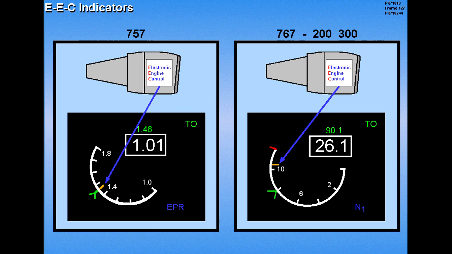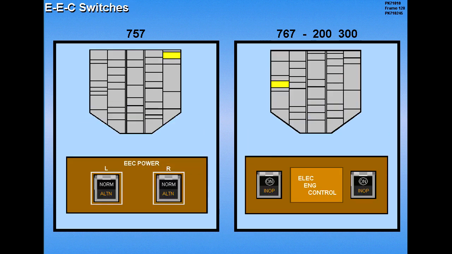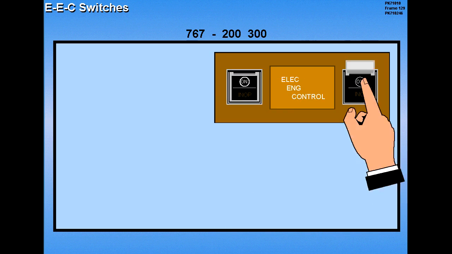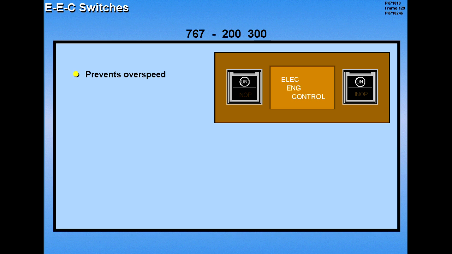The EEC on the GE engines uses aircraft and engine data to compute the maximum N1 RPM limit, which is displayed as an amber radial on the N1 indicator. Guarded EEC switches are located on the overhead panel. With the EEC switches selected on, the EEC prevents the engine from overspeeding by downtrimming the fuel control unit.